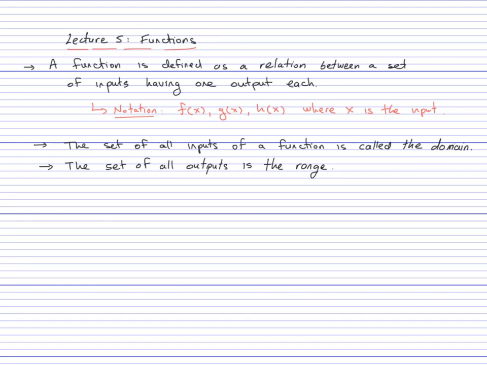Here's Jonathan, and today we're going to talk about lecture number 5, functions. So what is a function? A function is defined as the relation between a set of inputs having one output each. And it's really important here to mention that every input has only one output. It's very important, and I'll explain it later on. But that's the definition of a function.